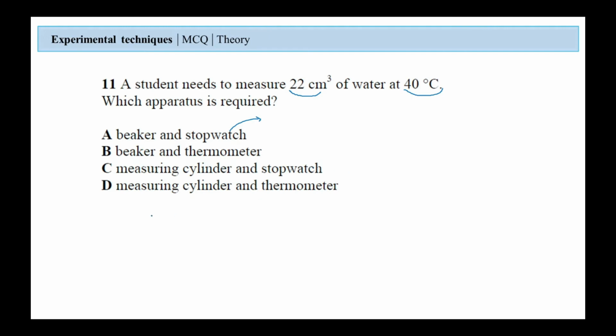So here the right answer is clear. You will be using a measuring cylinder in a way to measure the volume, and we will be using the thermometer in a way to measure the temperature. So the right answer here will be D.